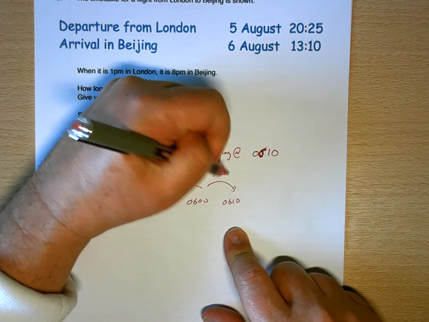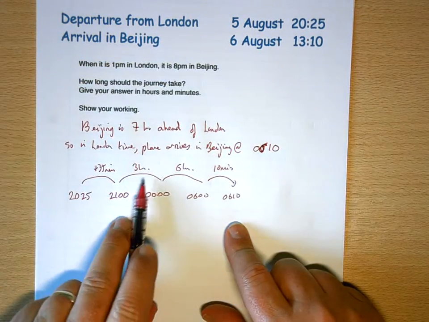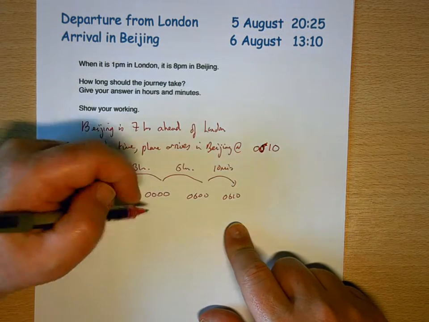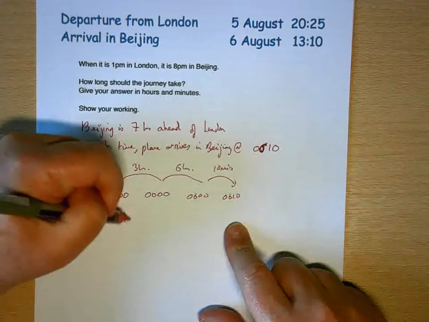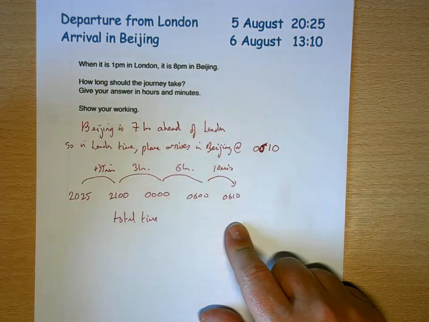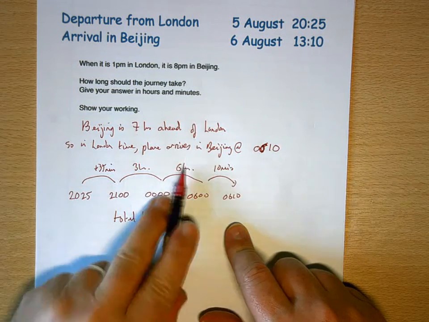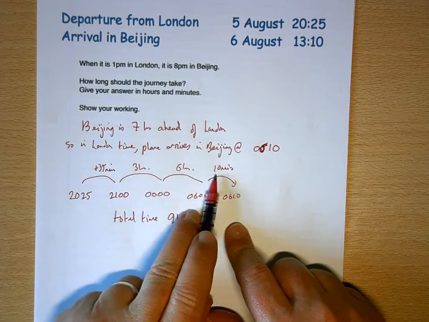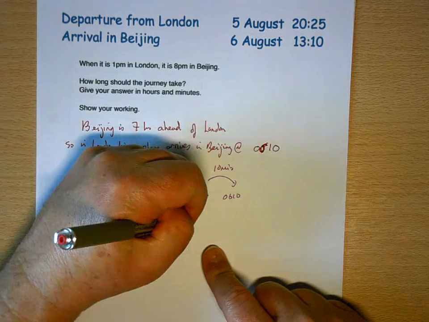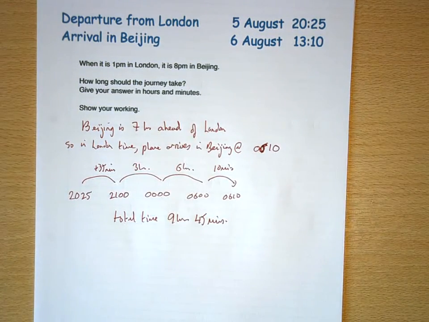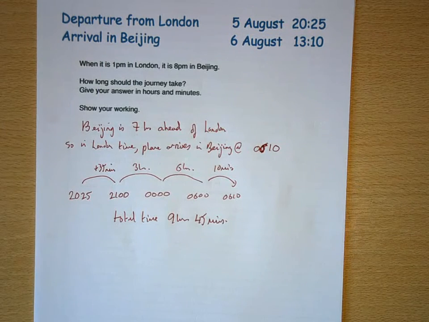So the total time of the journey is going to be 9 hours, so it's the 6 and 3, and then I've got 35 and 10, 45 minutes. So the time is 9 hours 45 minutes.